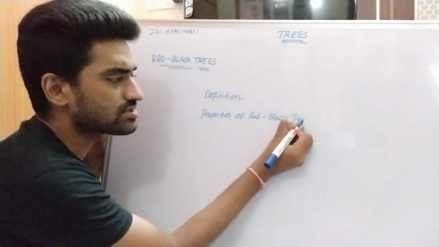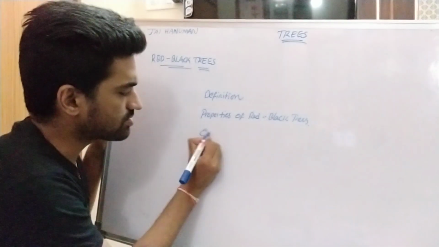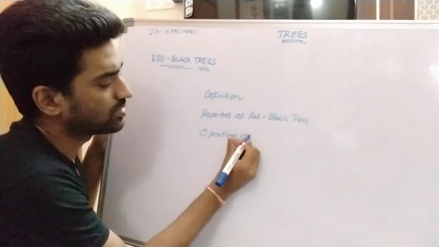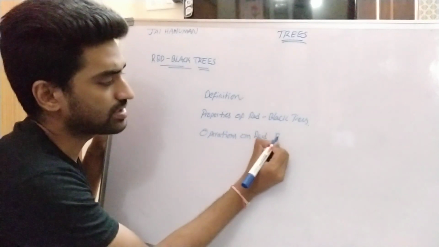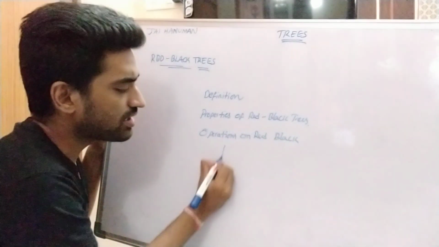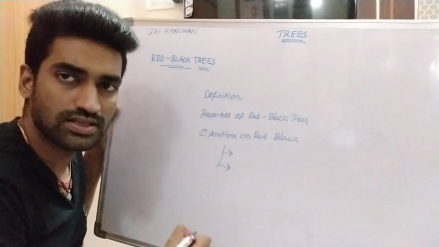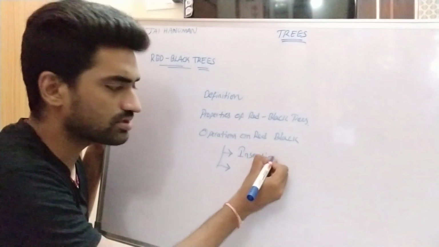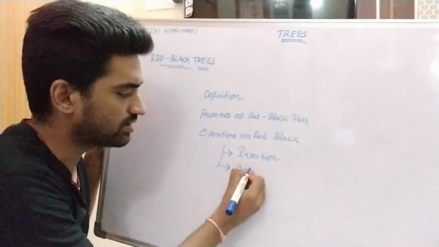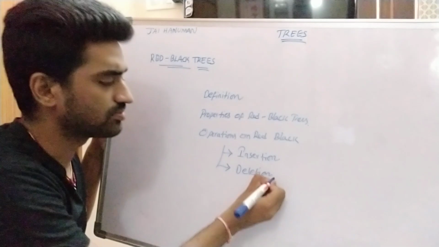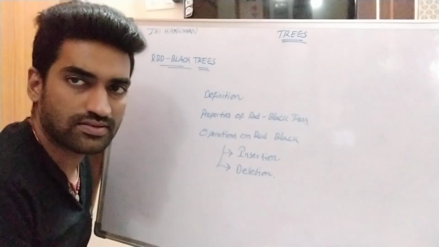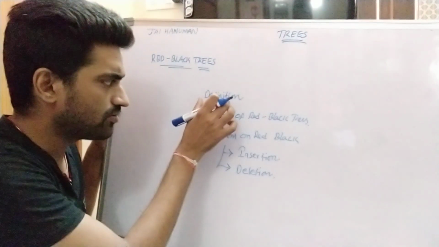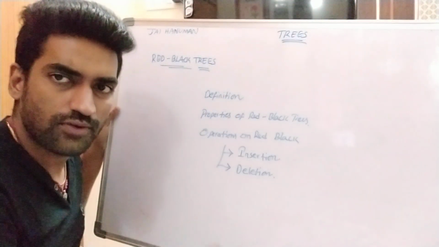then operations on red-black trees. Here we are mainly concentrating on two operations, that is the insertion operation and the deletion operation. So these are the major concepts for red-black trees, right? We will discuss them one by one. First of all, what is the definition of red-black trees?